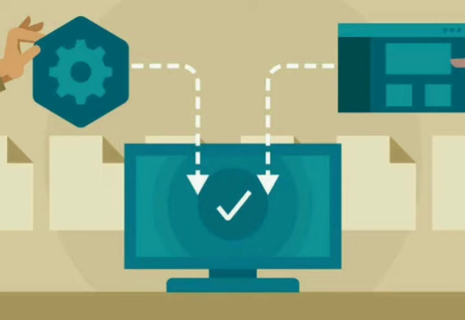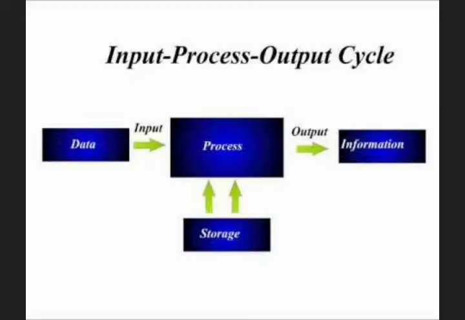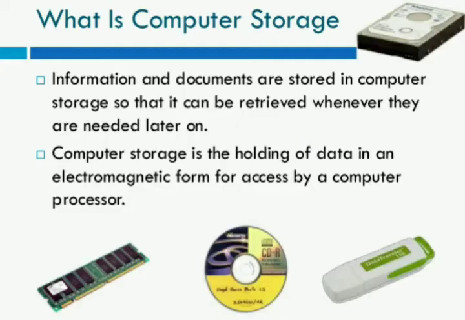Can anyone understand what this diagram represents? It represents an IPO cycle. What is the IPO cycle? I means input, P means processing, O means output. For example, if I give you a question paper, which is data, what will you do? You will use your memory and process it, and then you give an output, which is the answer to that question paper. In the same way, the computer also takes the data as input, processes it, and gives an output.